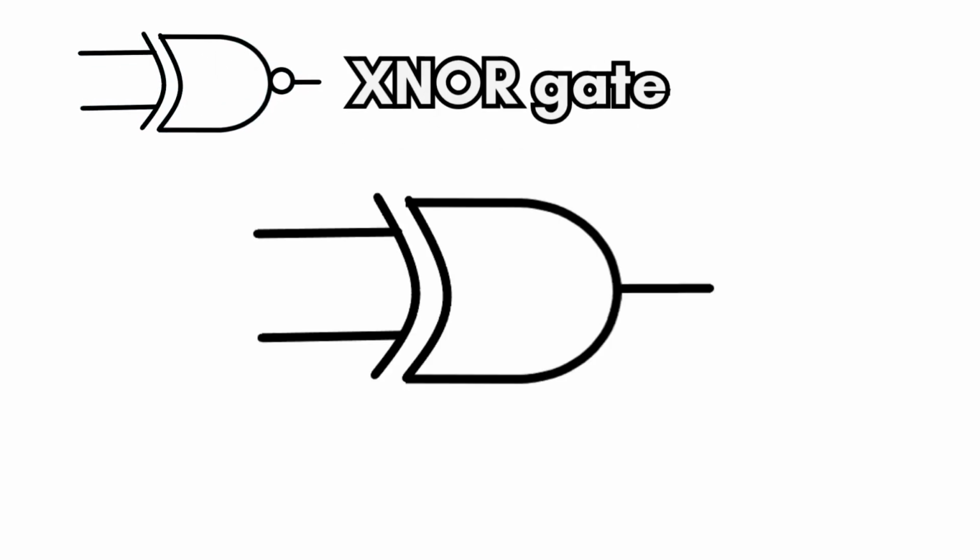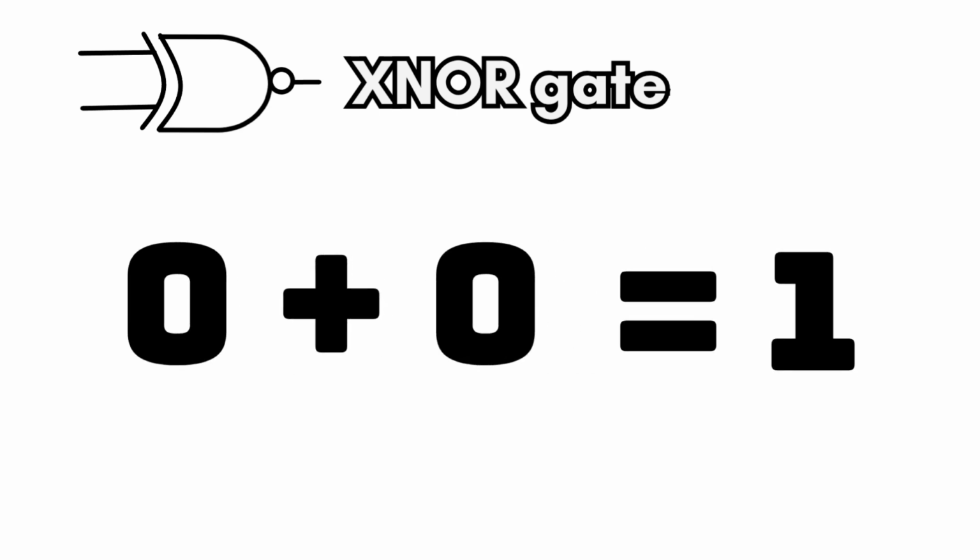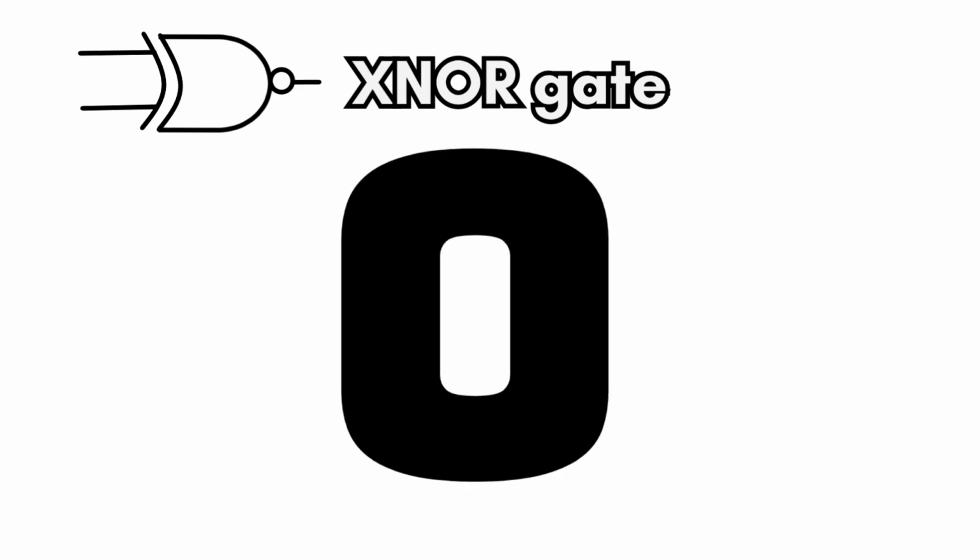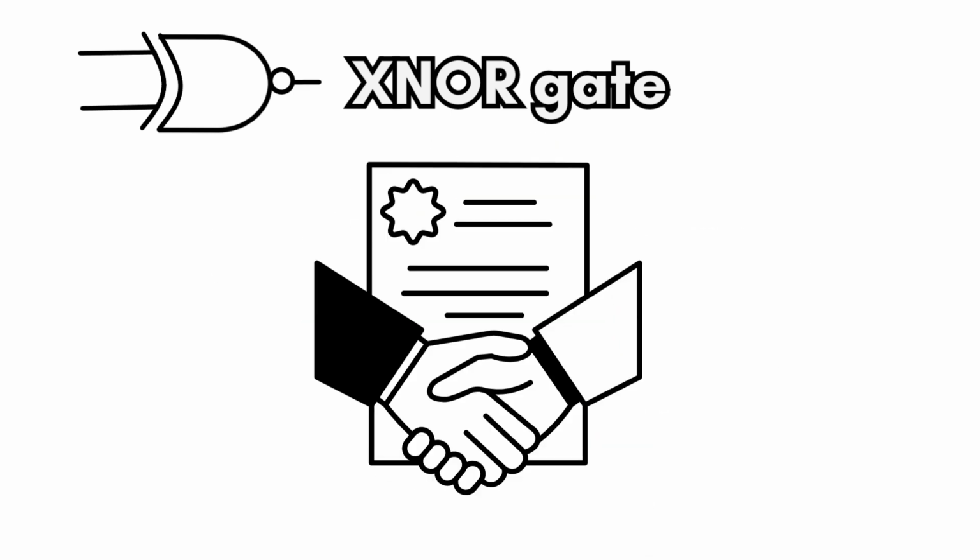Number 7, XNOR gate. That's the opposite of XOR. It gives 1 if both inputs are the same. So 0 and 0, that's 1. 1 and 1 is still 1. Only when the inputs are different does it give 0. It's the loyal one that wants total agreement.